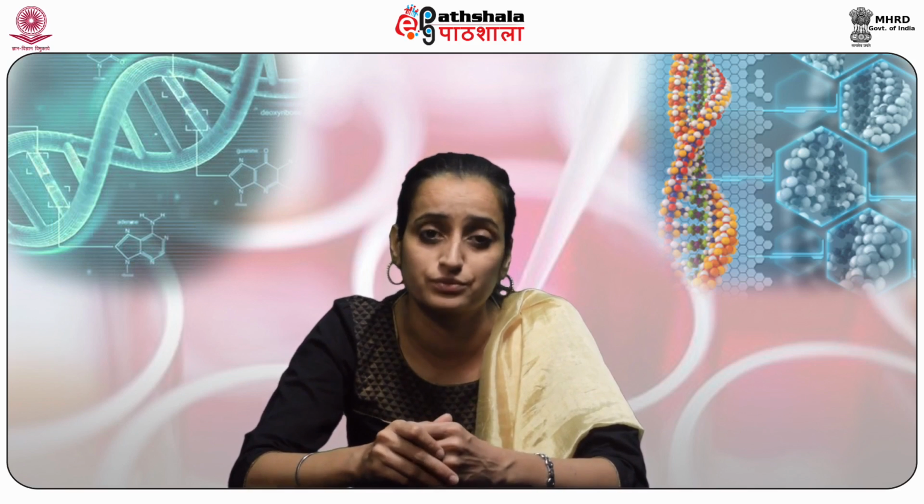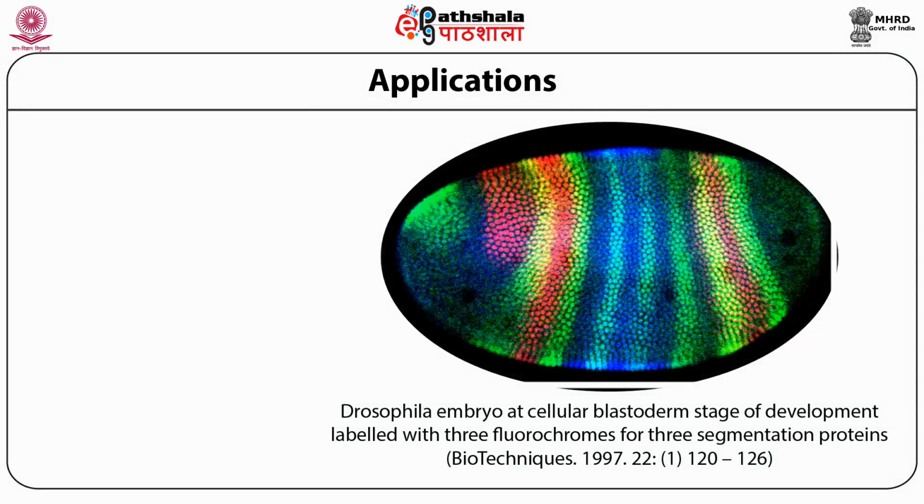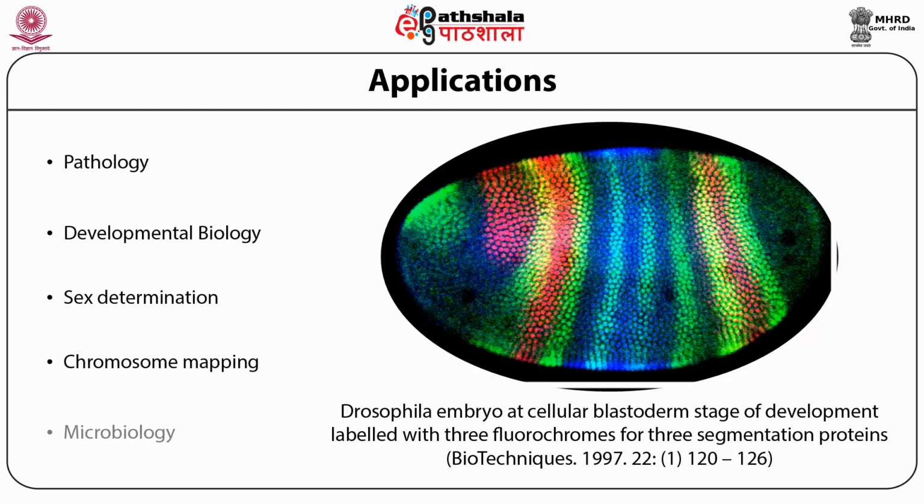in vitro transcription. Applications. ISH technique has various applications in pathology, developmental biology, sex determination, chromosome mapping, and microbiology. Pathology. The technique has majorly been applied in histopathology and detection of viral diseases. It has been applied for the detection of cytomegalovirus, human papillomavirus, Epstein-Barr virus, hepatitis B virus, mycoplasma, salmonella, etc.